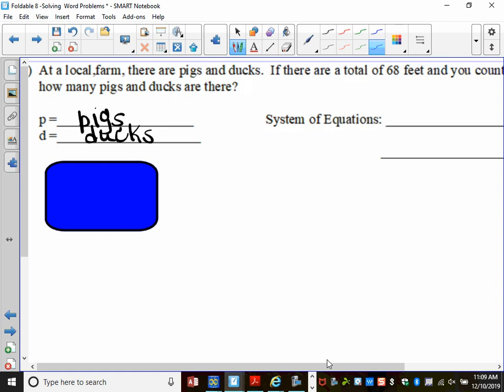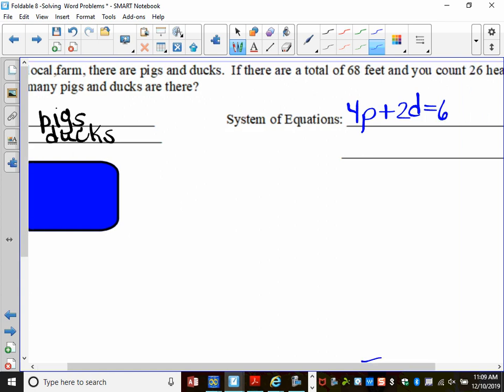So I have to determine, okay, how many feet do we have on a pig? How many feet does a pig have? 4. Okay, so 4. And how many feet do we have on a duck? 2. All right, and that will give us a total of how many feet? 68. So there's my first equation. Okay, they didn't give us the 4 and the 2, but they told us we were dealing with pigs and ducks. We can figure that out.